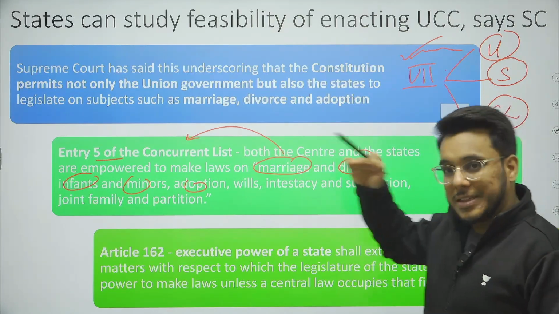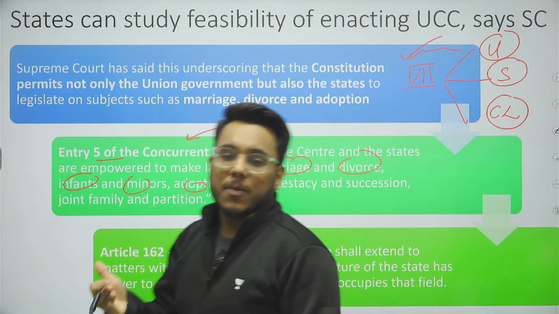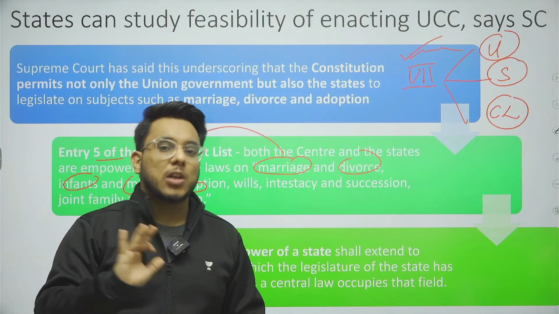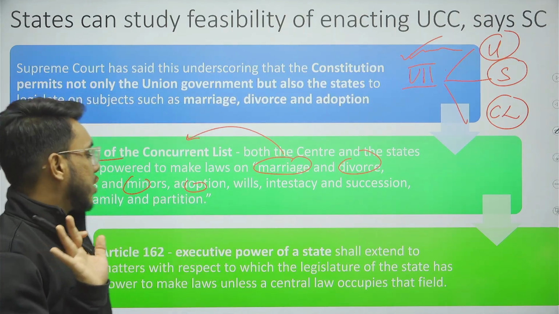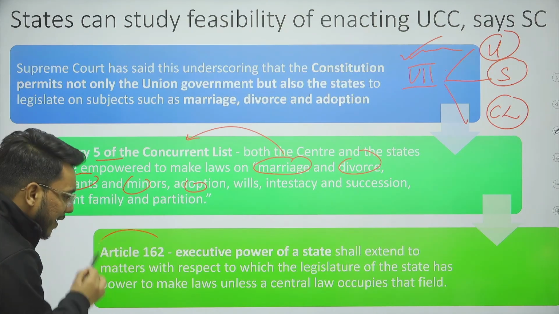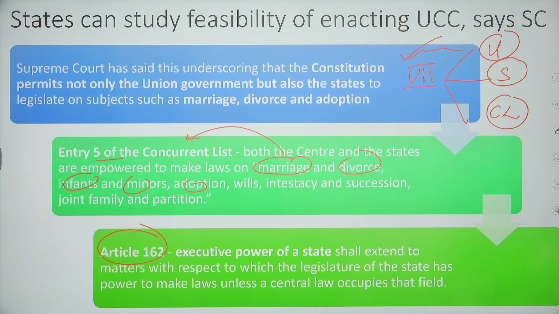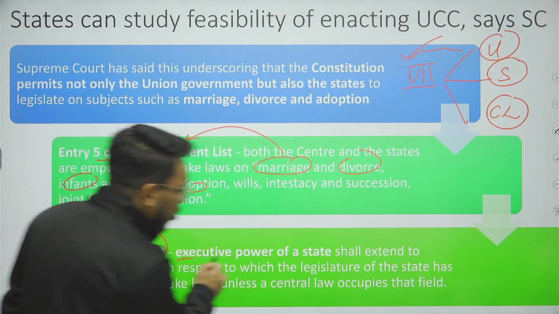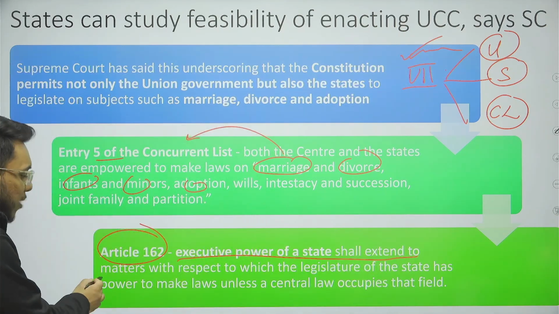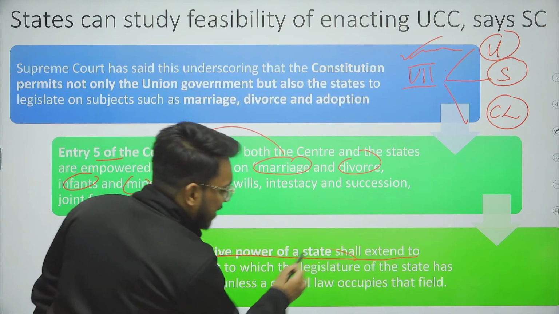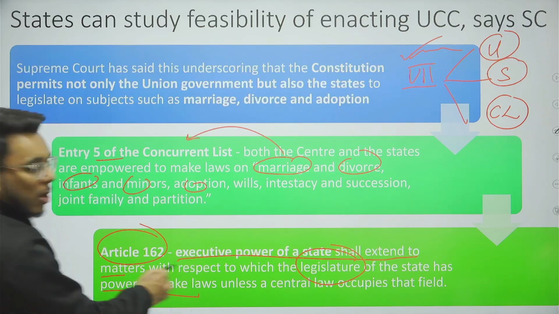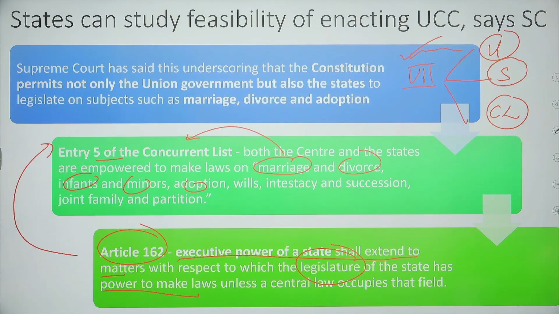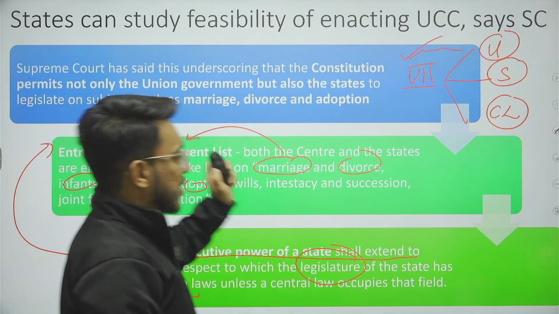So if they have constituted a commission, it's not wrong. It has not violated any constitutional principle. Article 162 provides that the executive power of a state shall extend to matters with respect to which the legislature of the state has power to make laws. And in the concurrent list, the legislature of a state government has the power to make law. So they can do this, and such commissions can be constituted. It's not wrong as per the Supreme Court.